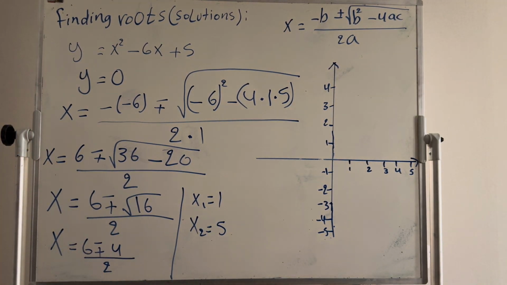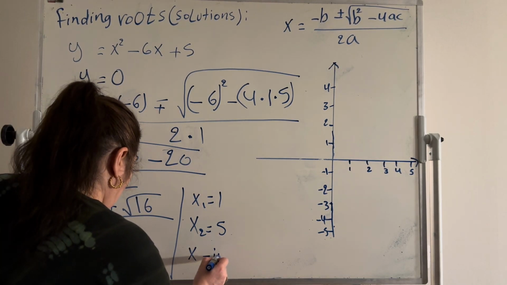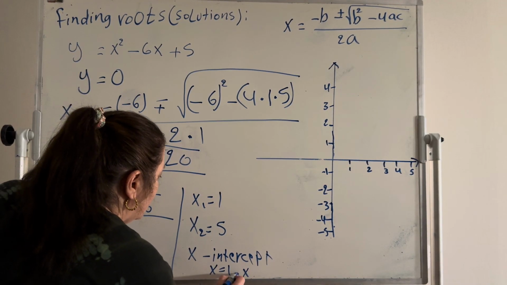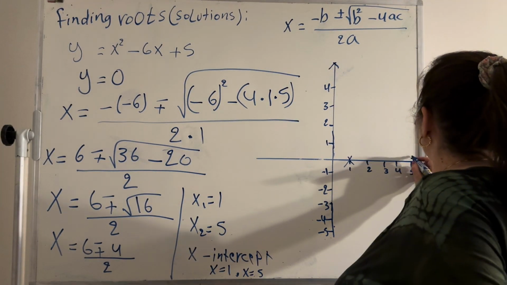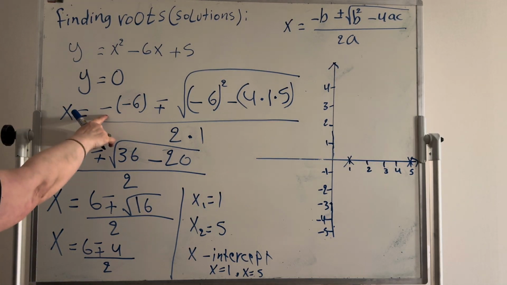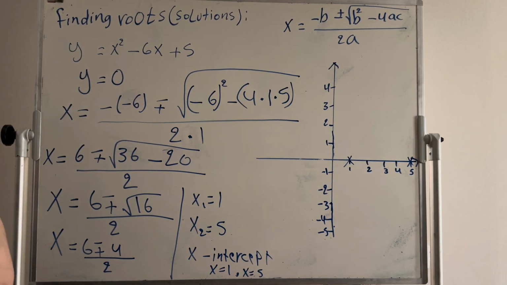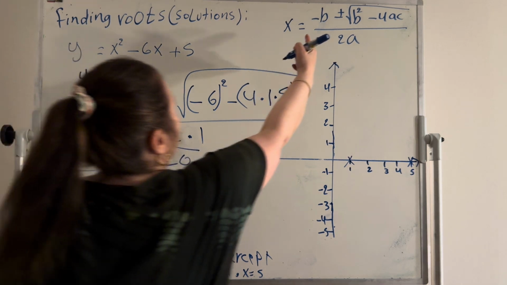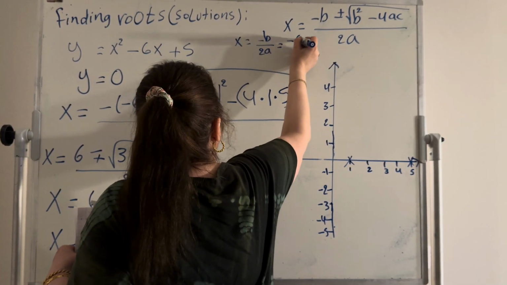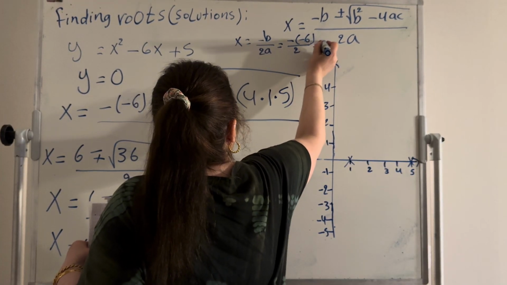So the x-intercepts are x equals 1 and x equals 5. And I can see here also minus b, which is 6, divided by 2, it will be 3, and this is the axis of symmetry line. The axis of symmetry line is x equals minus b divided by 2a, equals minus minus 6 divided by 2, equals 3.